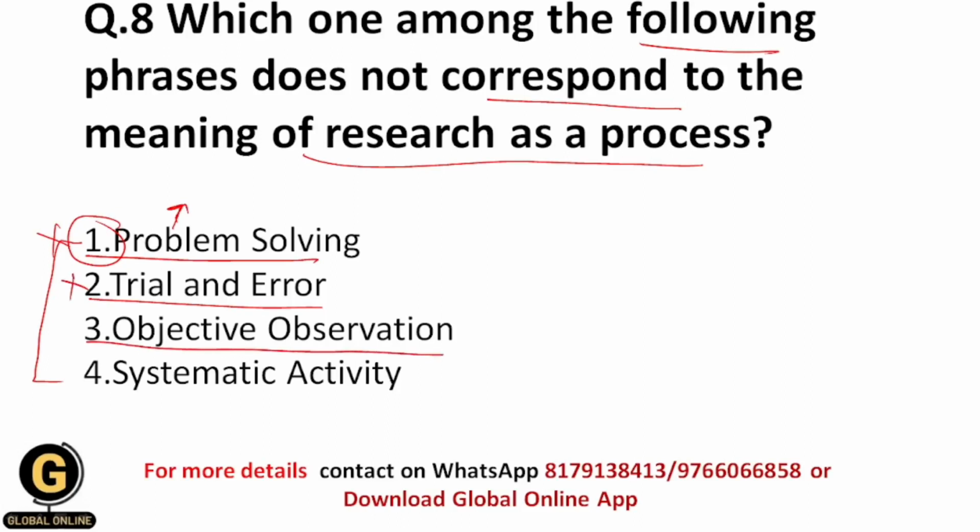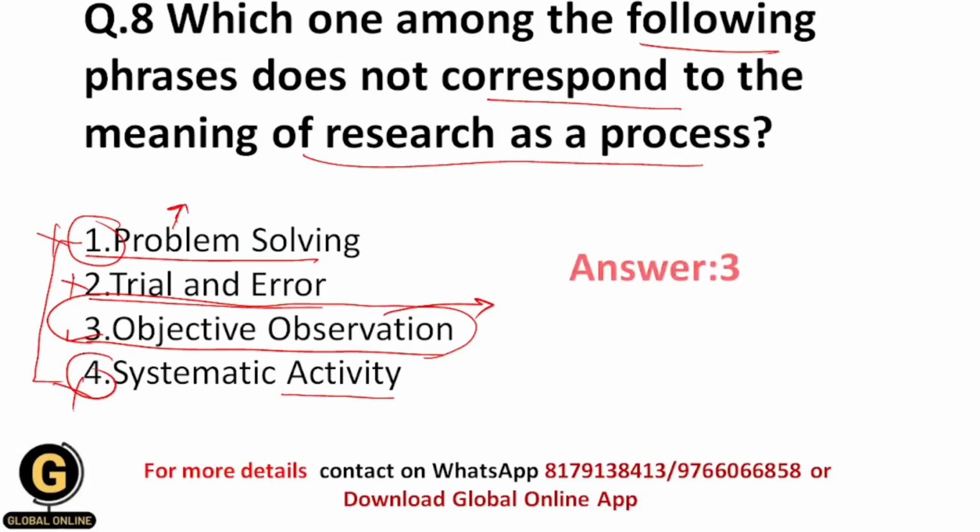Objective observation means observing something with objectivity or with authenticity. That's why this is the correct answer to this question, because the meaning of objective observation does not emphasize research as a process. And the last one is systematic activity, meaning systematic process, and as we know research is a systematic process, so this is also eliminated. So the correct answer is 3.